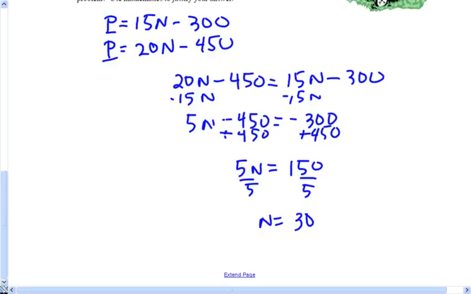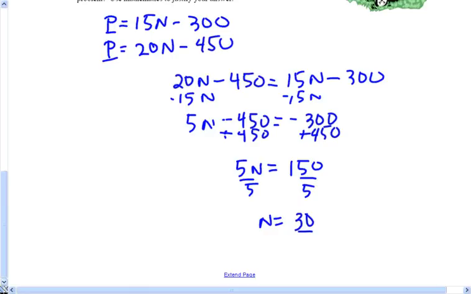Now let's think about what that means. So n is 30, and what that means is, since I set these equal, they will both be making the same profit at 30 lawns. And think about that. Jill gets more per lawn, so if each of them mow more than 30 lawns, then Jill will start to make more money. And if each of them mow less than 30 lawns, then Jack will.